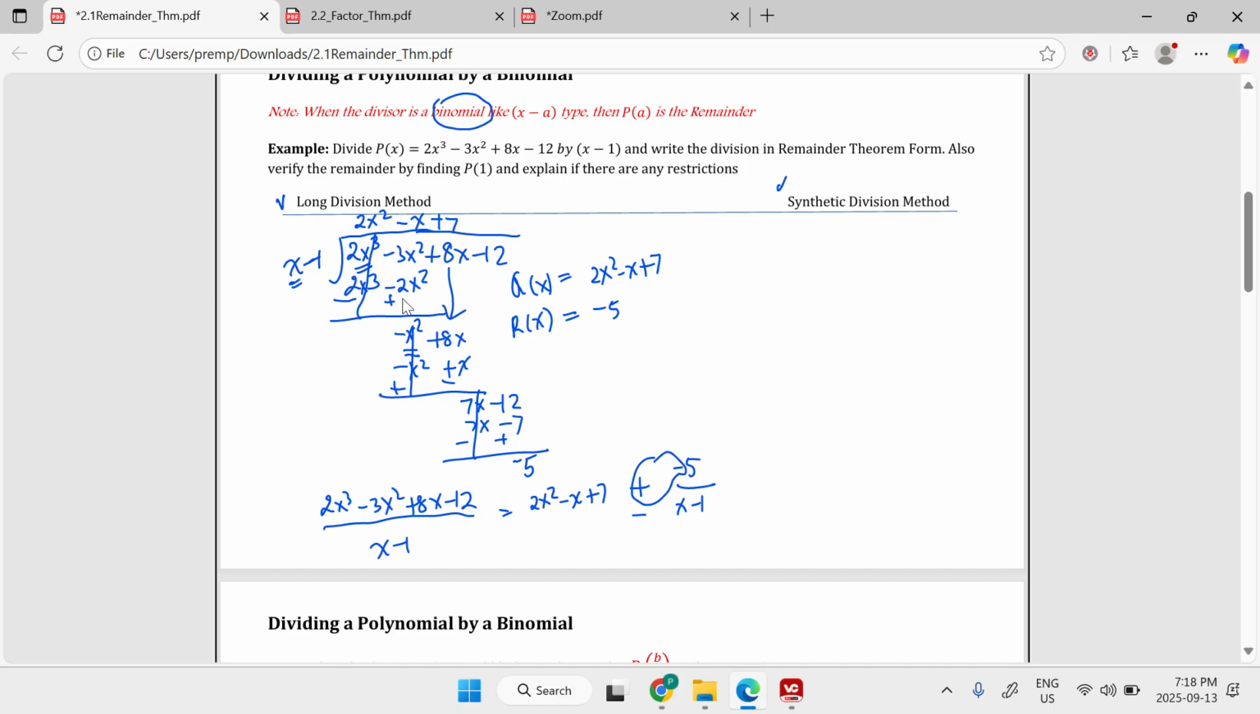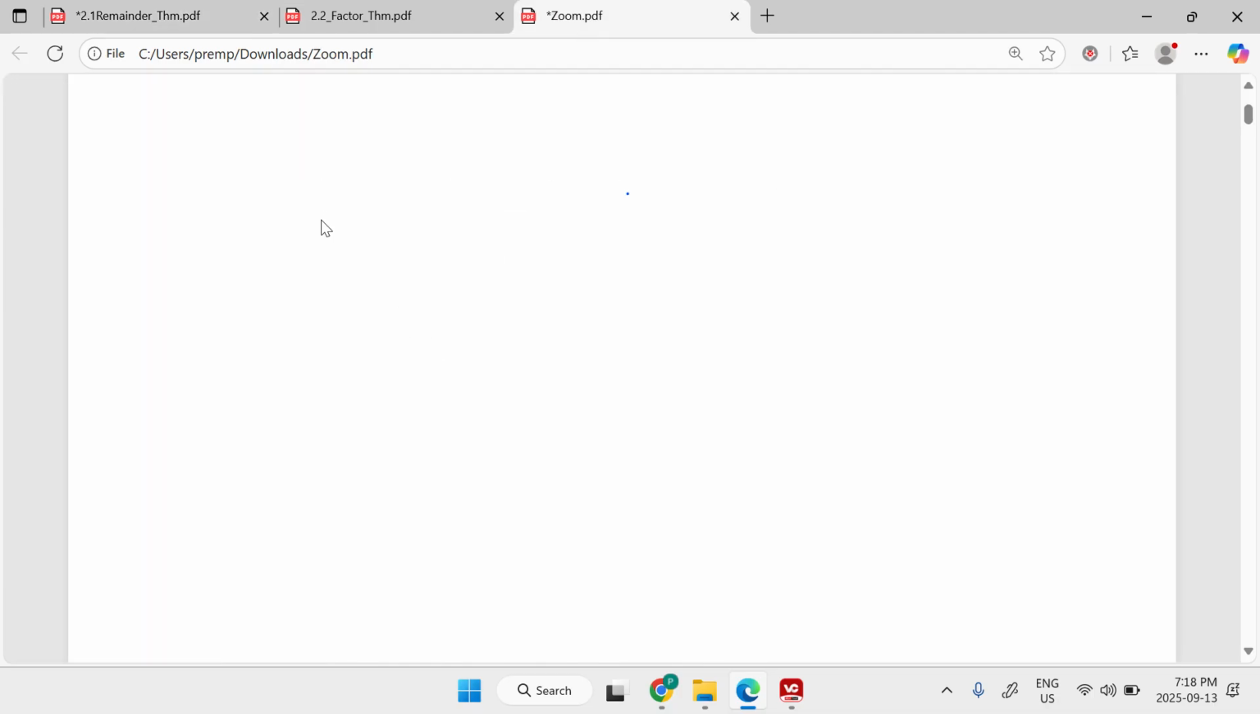The only thing you need to make sure of, students, is that you write these terms in decreasing order of their degrees. If some degrees are missing, please make sure you include them with a 0 leading coefficient. Let me write it on a separate sheet. Say you have some function f(x) equal to 2x raised to power 4 plus 3x plus 7, and you are trying to divide it by x minus 1.